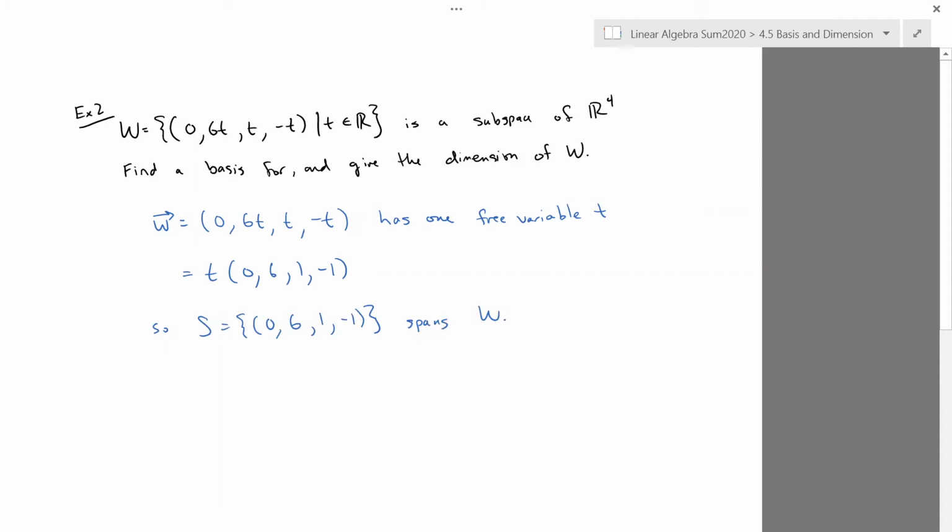And it's also clearly linearly independent, right? Because a single non-zero vector by itself is always linearly independent. So S is a basis. And it has one vector, so the dimension of W is 1.